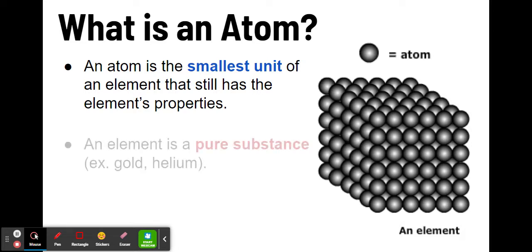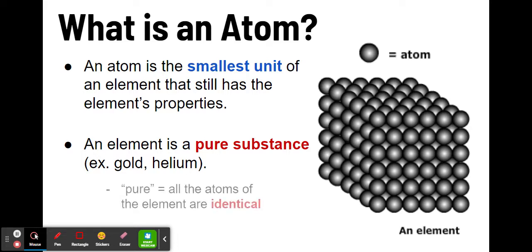Now, to really understand that definition, you need to know what an element is. An element is just a pure substance. An example of a pure substance would be gold or even helium. Helium is a gas, gold is something that's solid. Both of them are considered pure substances, and all we mean by pure is all of the atoms of the element are identical. So this picture illustrates this nicely. The cube represents an element, and notice that the element is made up of many atoms, but every single atom is identical.